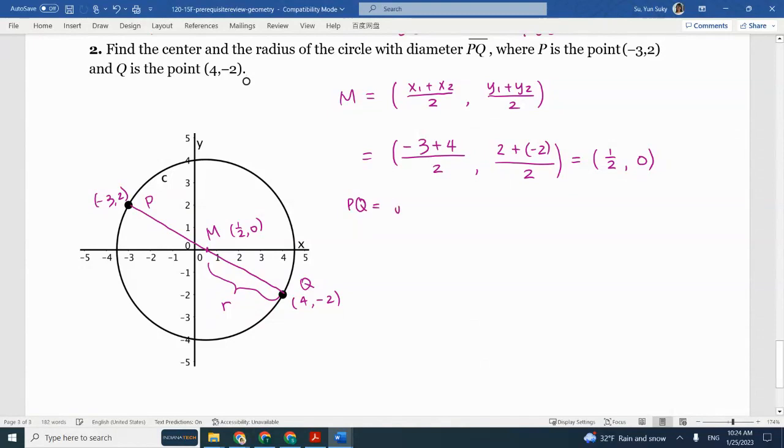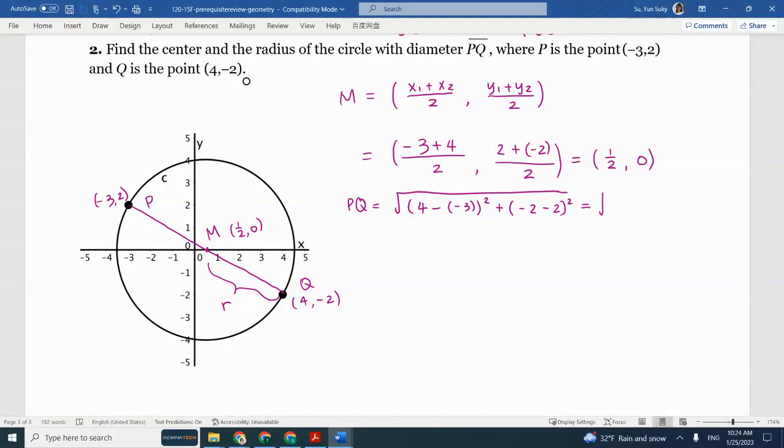All right, so PQ. The distance is the difference of x coordinates. Point Q, the x coordinate is 4, minus point P, the x coordinate is -3, squared, plus the y coordinate of Q, which is -2, minus the y coordinate of P, which is 2, squared.